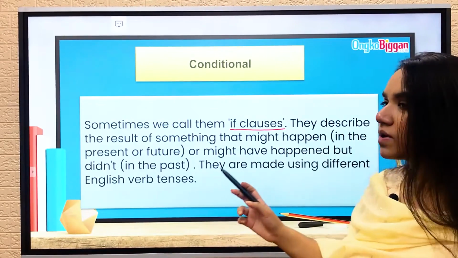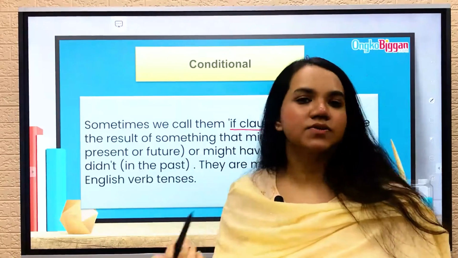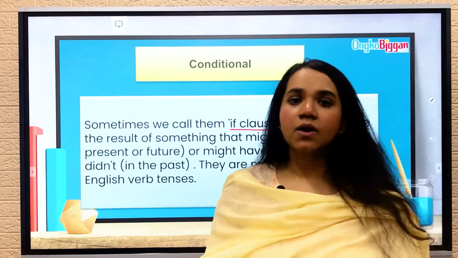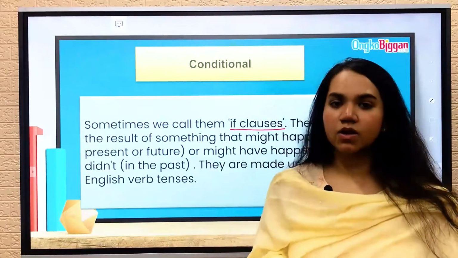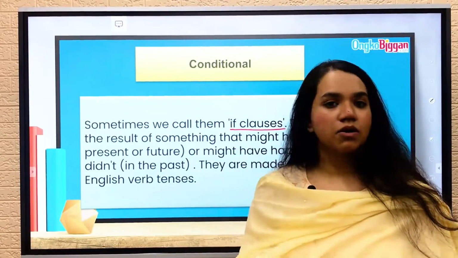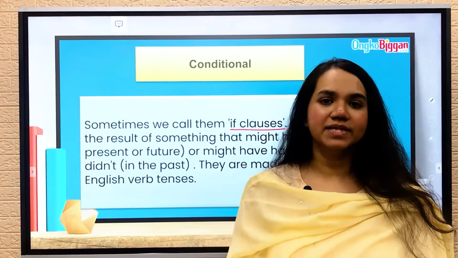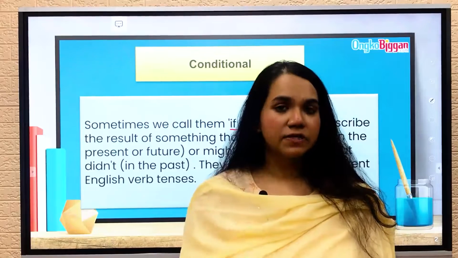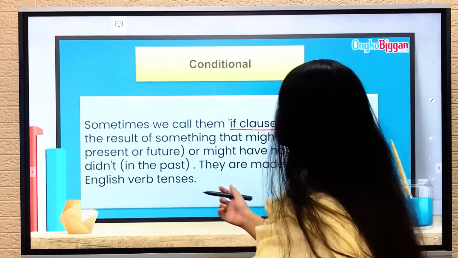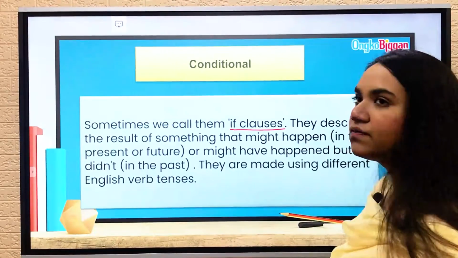Once again, we see a word which is clause here, which is another grammar topic. And what is a clause? Let's revise. A clause is a 2 or 3 group of words where the main purpose of the clause is to provide an additional meaning to that sentence. And the difference between a clause and a phrase is, a clause will of course have a verb there. A verb that will definitely give it a strong meaning that a phrase does not. Okay, so they describe the result of something that might happen in the present or future.